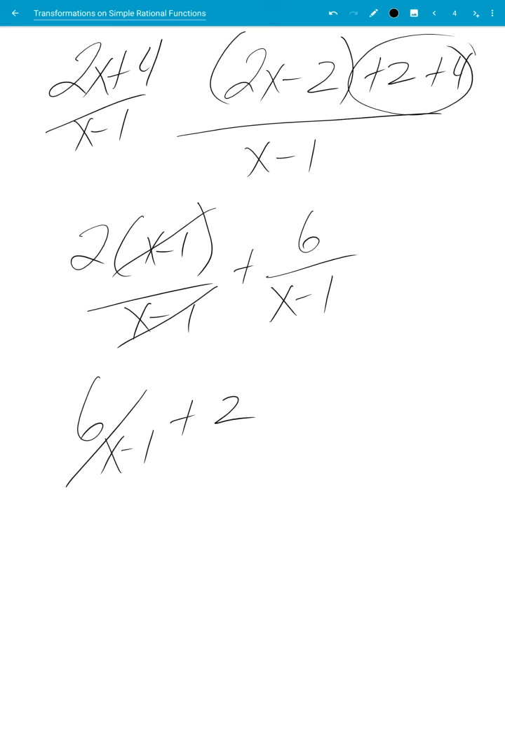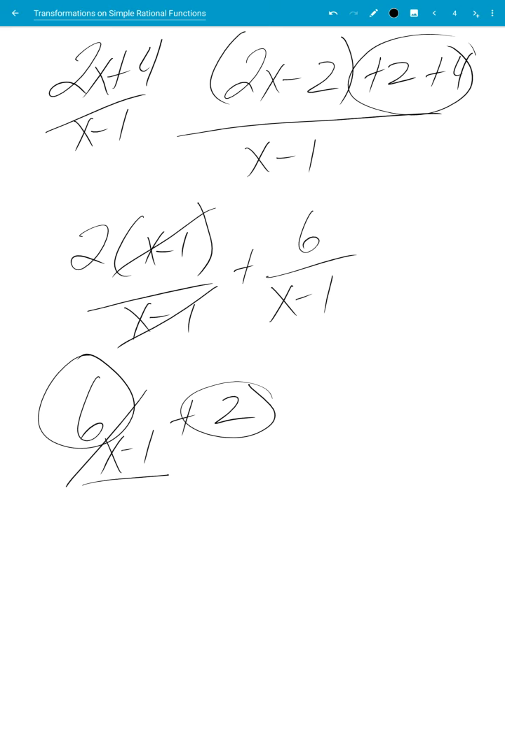So I've got my translation now. I went over to the right 1. I went up 2, but now I've gotten my stretch factor. Well, when I tried the shortcut just by looking at how the asymptotes have moved, that doesn't account for the stretch factor. But as I was playing around with this, here's something I noticed.